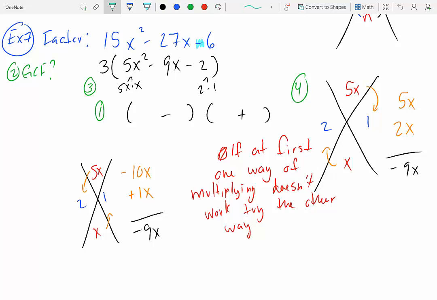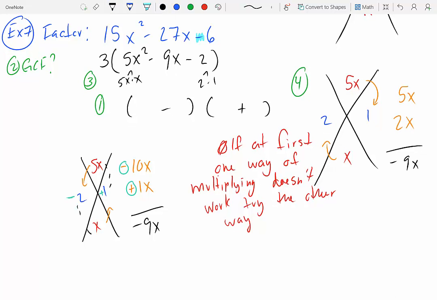Well, we multiplied 5x times 2, so the 2 needs to be negative. And then how did we get positive 1x? Well, we multiplied x plus 1, so that must be positive. Now, whichever way we did not go are our factors. So we have x minus 2 and 5x plus 1. And don't forget to bring that 3 down, because I always do. So don't forget that.